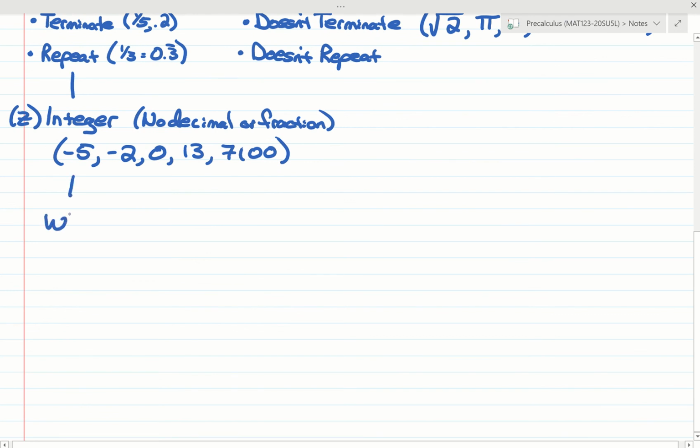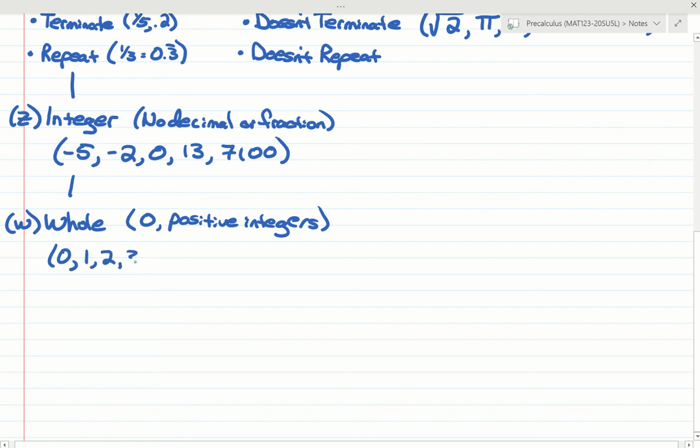A whole number, we use W to represent, and a whole number just represents 0 and the positive integers. So 0 and the positive integers, 1, 2, 3, 51, 1 million. You guys get the idea.